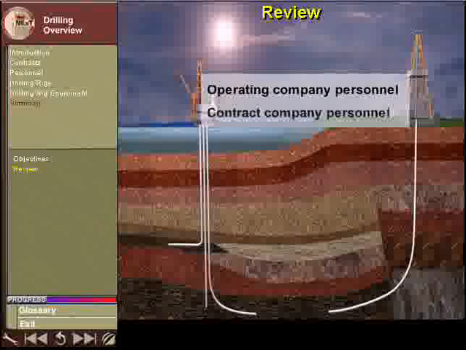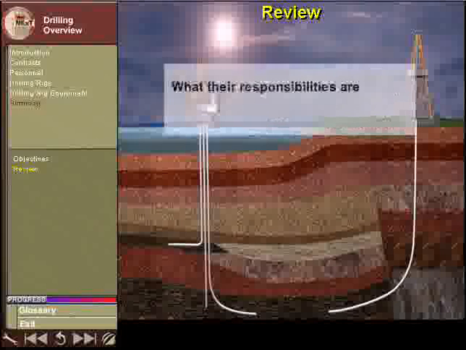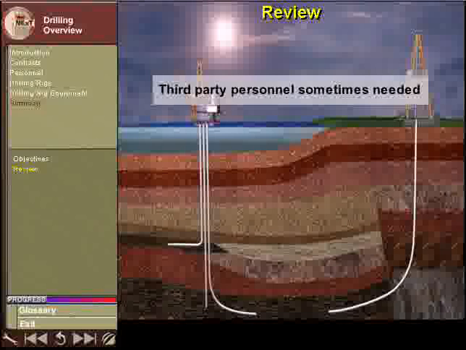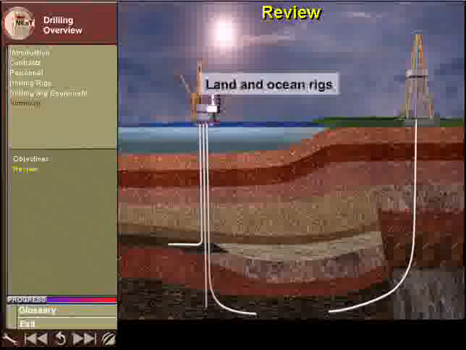In the section on personnel, we learned about employees of both the operating company and the contract company. We also learned what their responsibilities are and how this is influenced by the type of drilling contract agreed upon. A few third-party personnel sometimes needed at the rig were also discussed. The drilling rigs section introduced us to both land and ocean rigs.